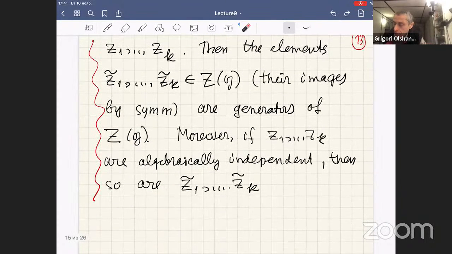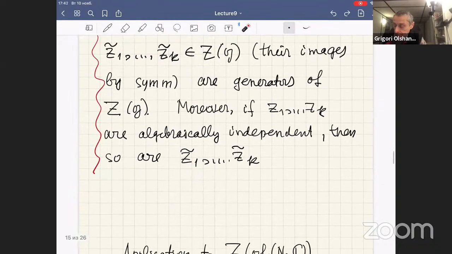Moreover, if it happens that our generators on the left in the symmetric algebra are algebraically independent, then so are their images. So this is a simple argument to verify this fact using simple manipulation with filtration and the grading. So it's easy.